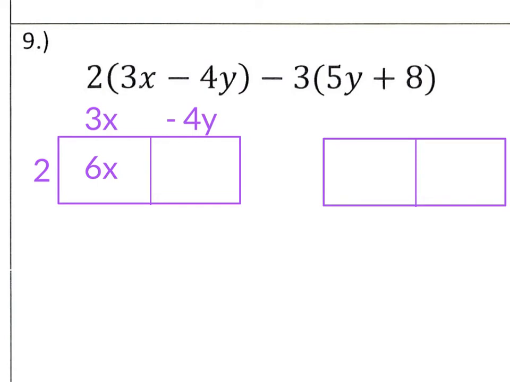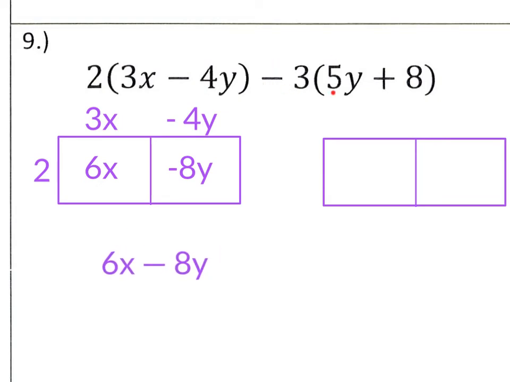I have the next side, I have a 2 times negative 4y. 2 times negative 4 is negative 8, and then because I have the y up there, that y is going to come along in my answer here. Okay, so 6x minus 8y is the first part, but I'm not done because, like I said, even if I just drew the one area model initially, I have the 6x minus 8y.